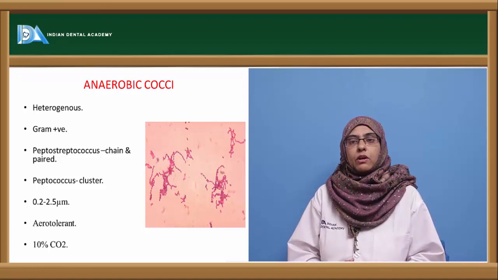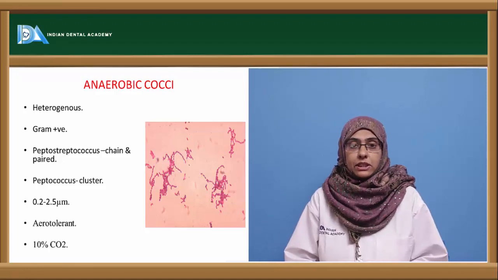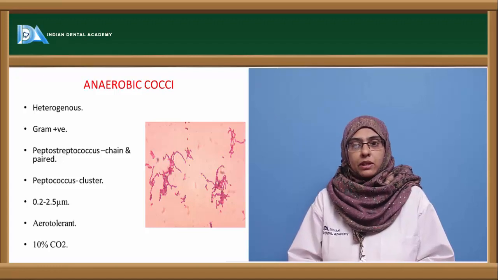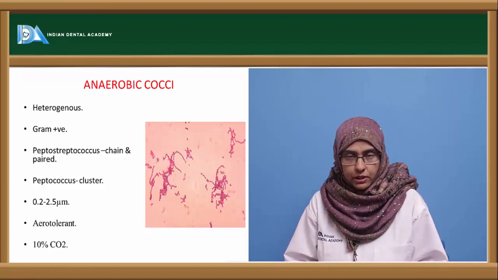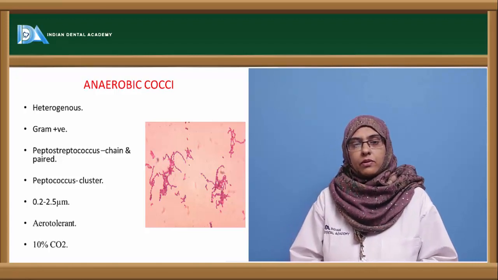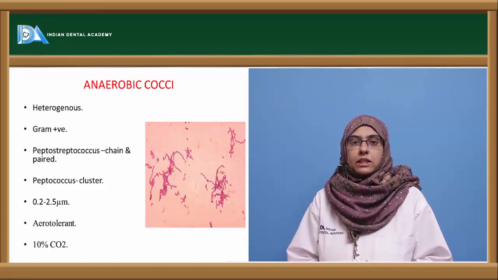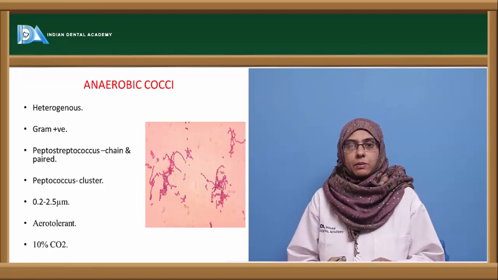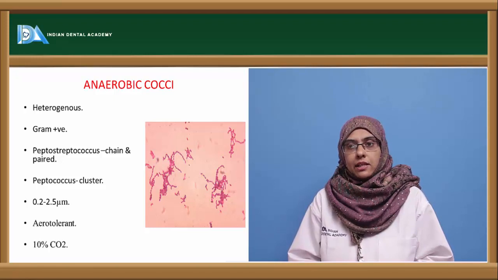Coming to the anaerobic cocci, these organisms are heterogeneous in nature, usually present in different parts of the human body, and they are gram-positive based upon gram staining. They are the normal flora of the mouth, the intestine, and the vagina. Mostly these organisms are involved in puerperal sepsis and other vaginal infections.